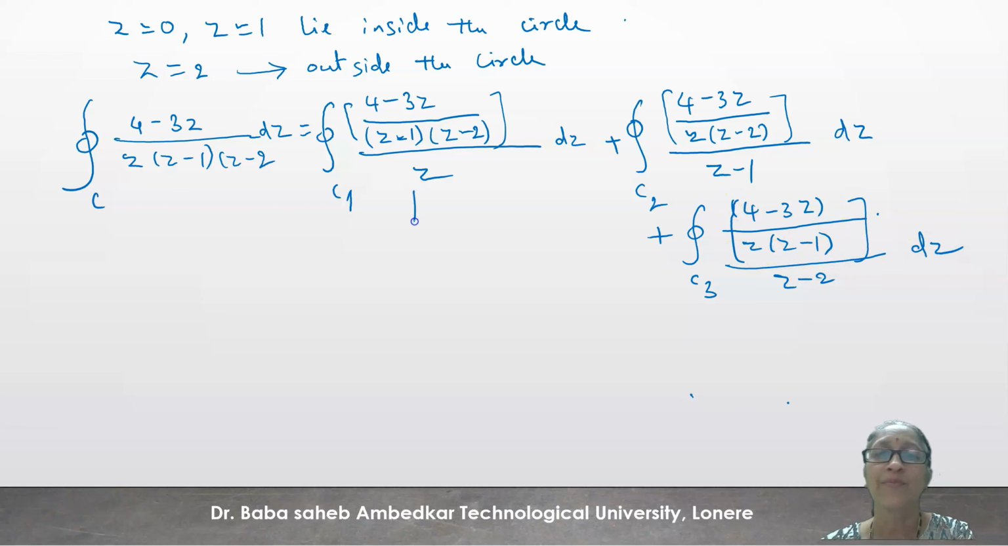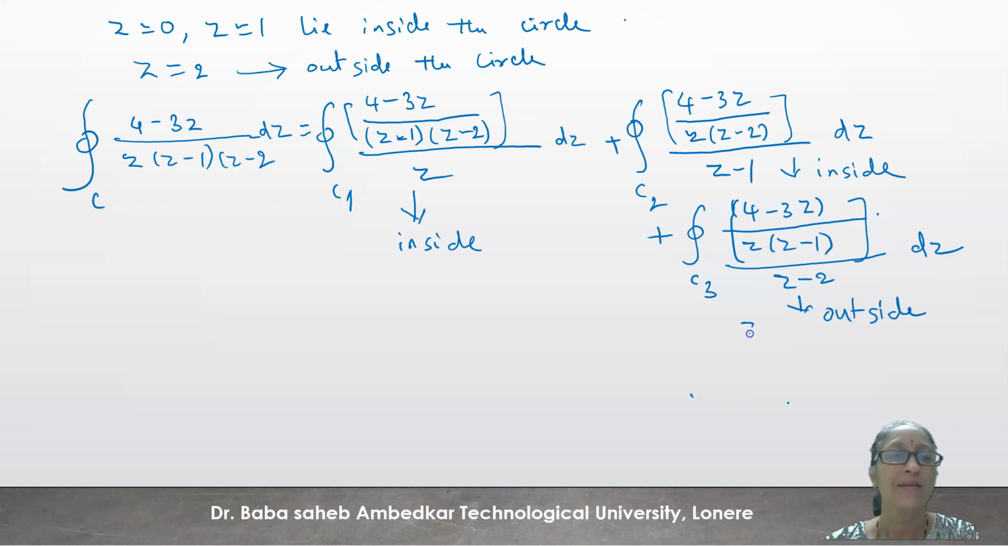Right. So when we observe, this one is inside the circle, this one is inside the circle, but this one, z equal to 2, is outside the circle. Here this is z equal to 1 and this is z equal to 0. So these two poles are lying inside the circle and this is outside the circle. When the point lies outside the circle, then the value of that integral is 0.